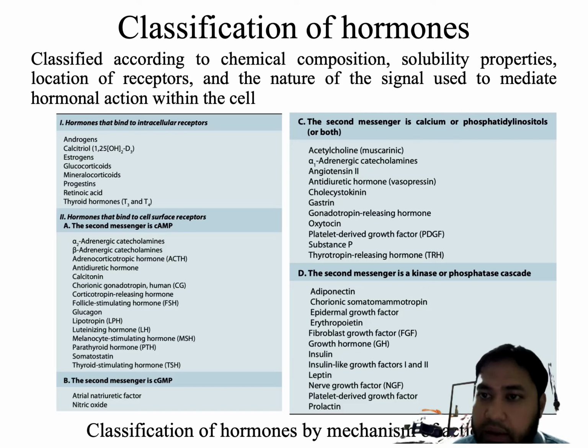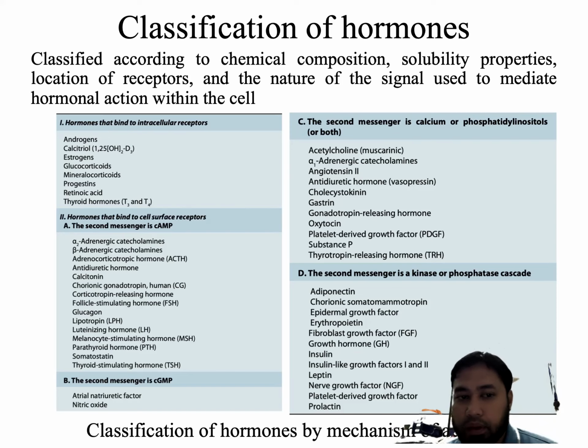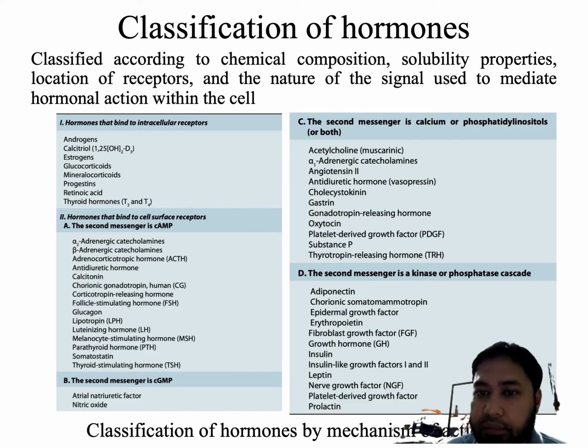If the hormones bind to certain receptors or cell surface receptors and the signal is in the form of cGMP, this is another group of hormones. For example, atrial natriuretic factor and nitric oxide. On the right hand side boxes, you can see the second messenger is calcium or phosphatidylinositol or both.